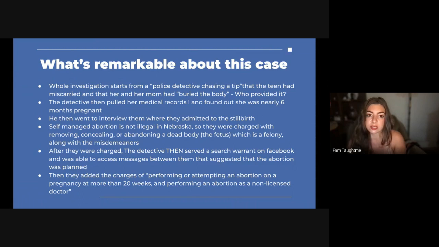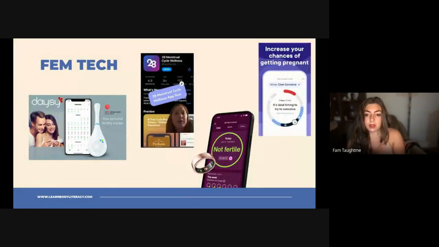So this is an example of menstrual surveillance, where these Facebook messages become part of a court case that's then used to criminalize someone for a self-managed abortion that is not illegal even in the state where they're trying to charge them for it. So they went to great lengths to try to punish this teenager for this abortion.